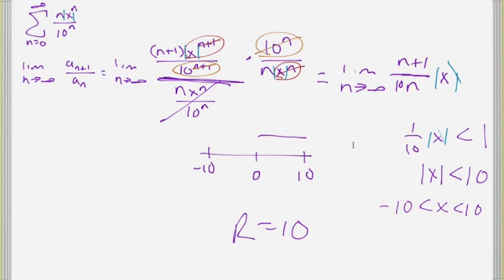If a question asks you for a radius or interval of convergence, the only 2 things you can do with it are the geometric series test, because on geometric we know we have convergence when our ratio is between negative 1 and 1, and the ratio test. Those are the only 2 tests that will give you an interval or a radius of convergence. The comparison test just says yes, it converges, or no.